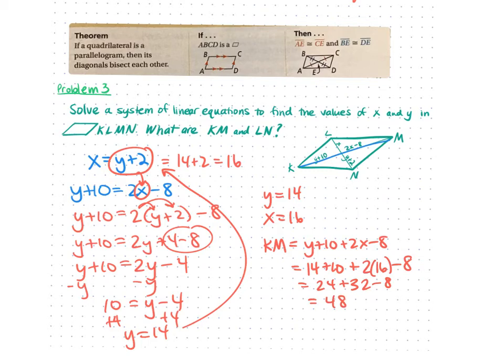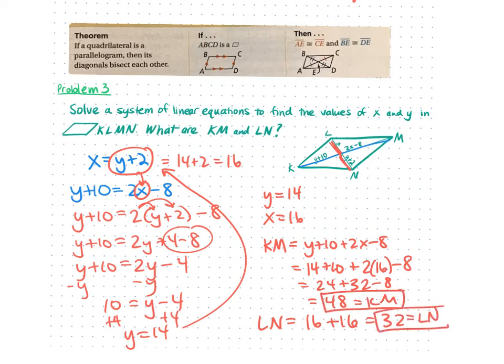Okay. And then LN, let's just solve for it. It's x, double x, right? If this is x and this is 16, that means this is also 16. So we can just do 16 plus 16 equals 32. So KM is 48, LN is 32, y is 14, and x is 16. Okay, that's how you solve a system of linear equations. And I used the substitution method, which is probably your best bet with these ones.